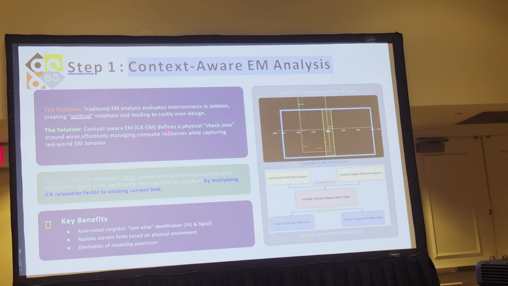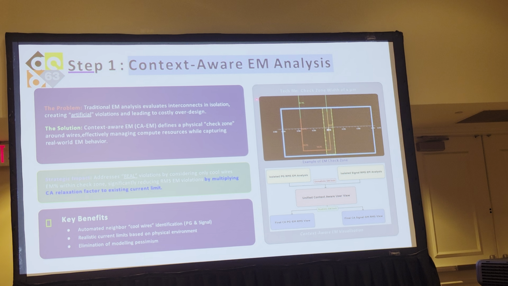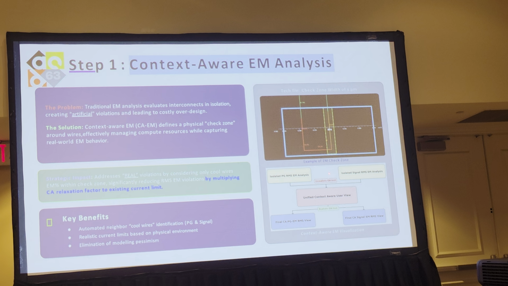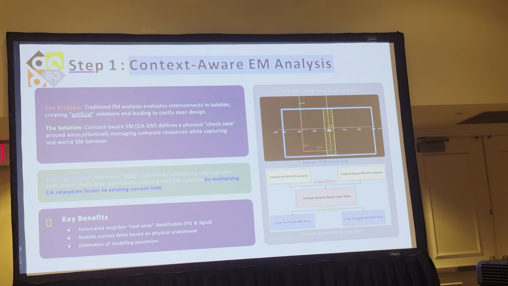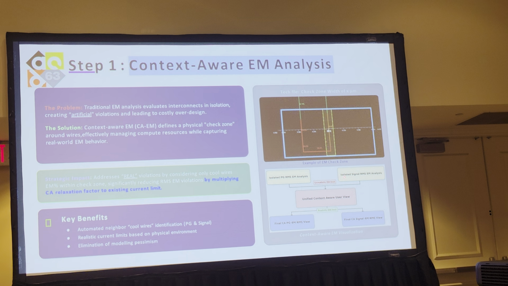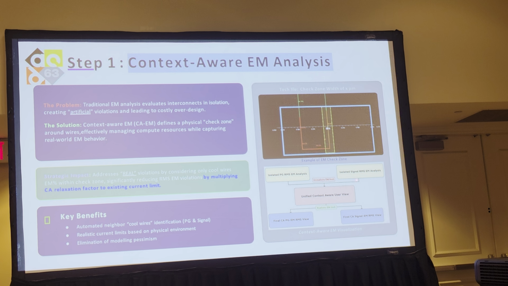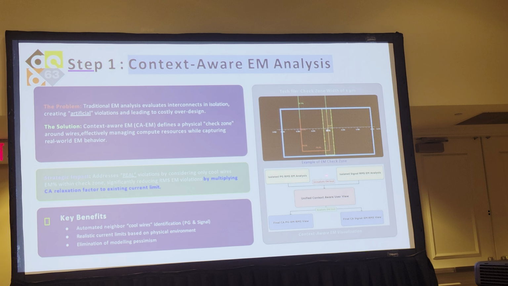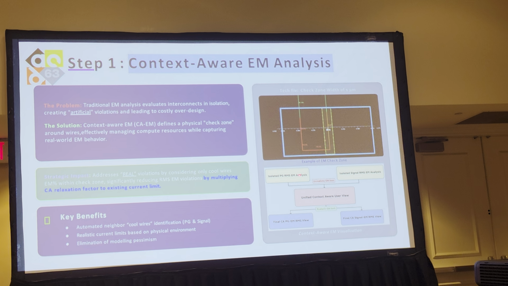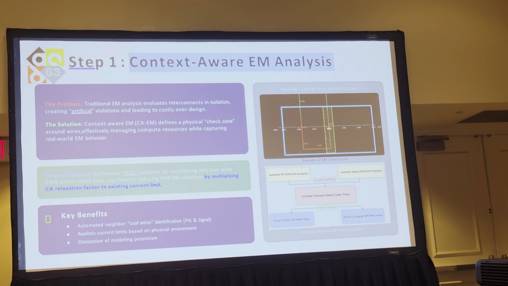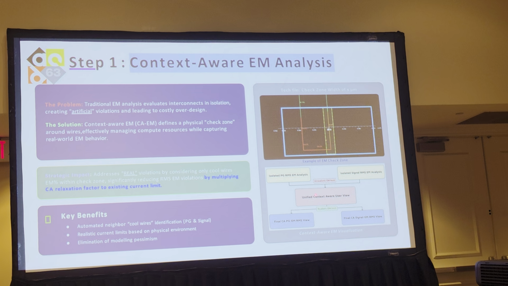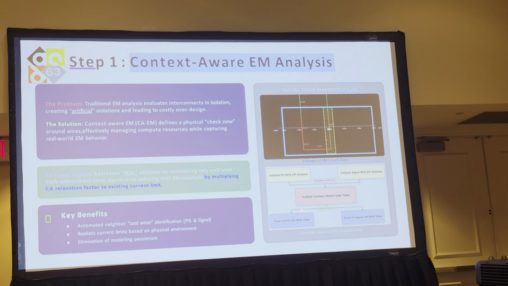And as we discussed earlier, there are three stages. The first is context-aware EM analysis. So here in traditional flow, we do isolated PG and signal EM RMS analysis, which has unrealistic EM limit because we assume some constant temperature for all the segments around each and every wire. So in this context-aware, we basically combine both the segments into a single unified set.